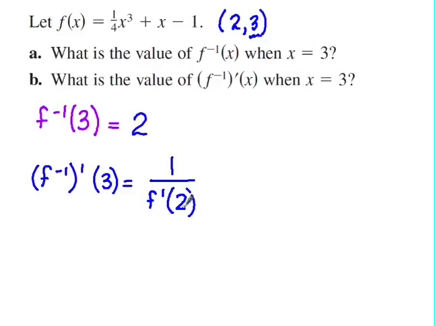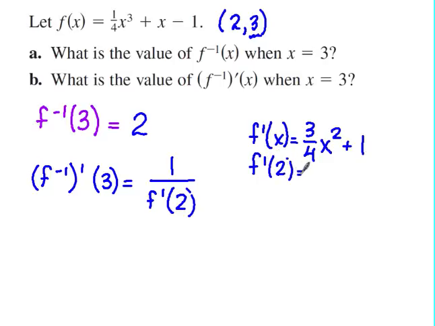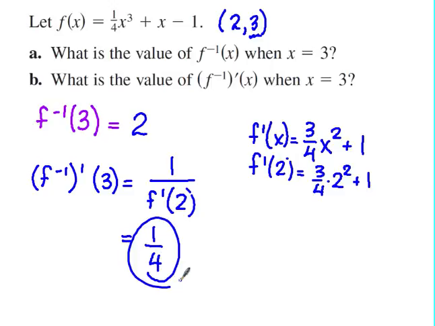So now let's go ahead and find the derivative f prime of x. The derivative will be three-fourths x squared plus 1. Now I'm going to plug in 2. So 3/4 of 2 squared plus 1 will be 4. So your answer is 1/4. You've got two problems like that.